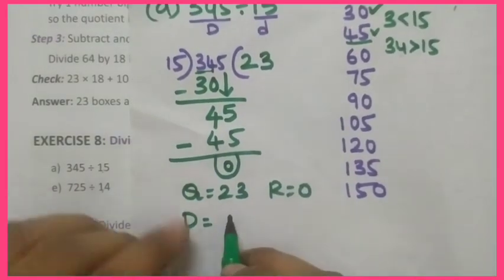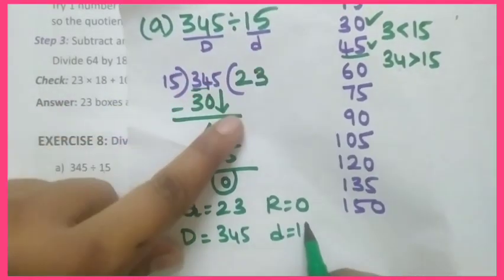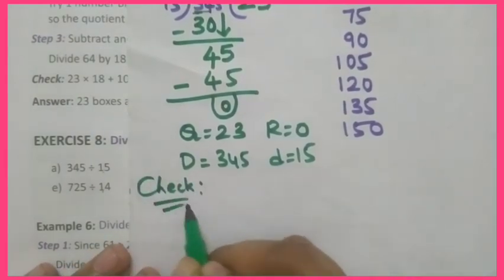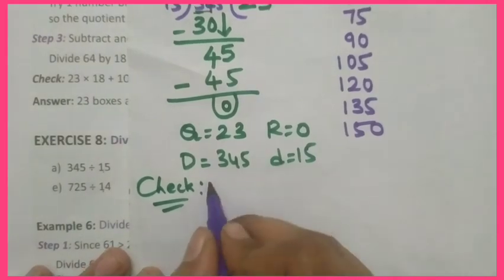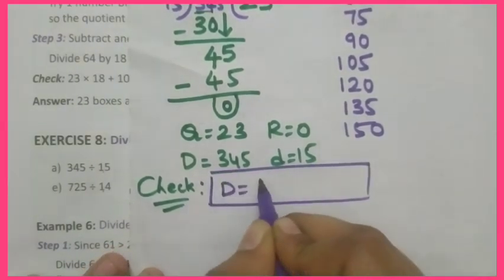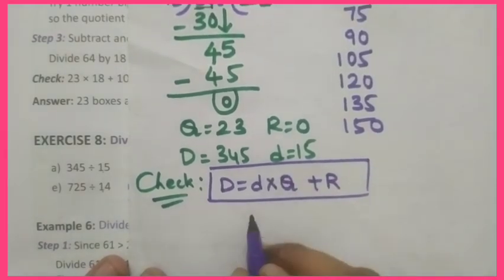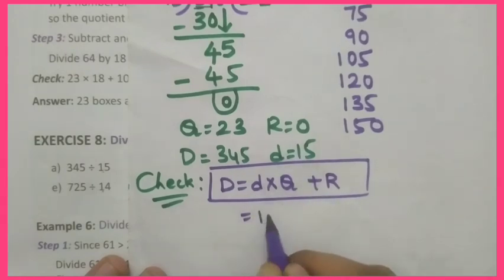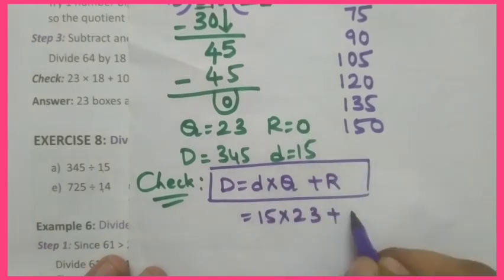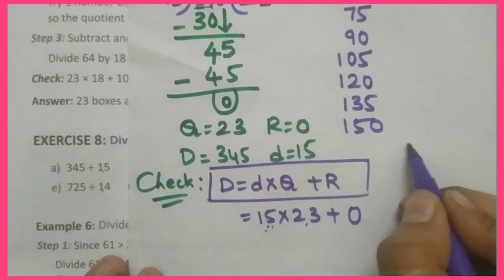Capital D is equal to 345, small d is equal to 15. Now we'll do the check. Okay, check. What is the formula for the check? Yes, capital D equal to small d into quotient plus remainder. Okay, what divisor did we get? 15 into quotient 23 plus 0. Now we have to multiply these two, then we have to get this dividend.